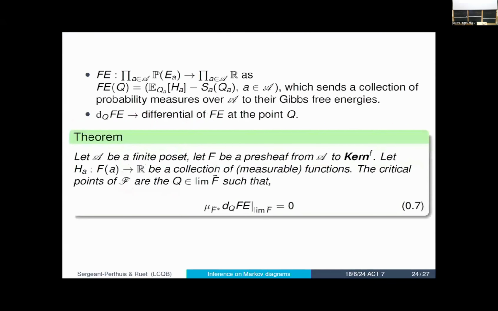Okay, and then you get this very nice result, which is that you can characterize the critical points of the beta free energy simply by acting on it with the Möbius inversion and saying that if it's restricted to the limit, it equals 0.